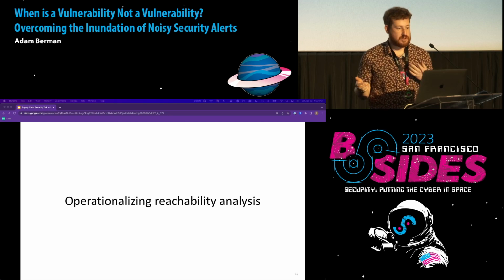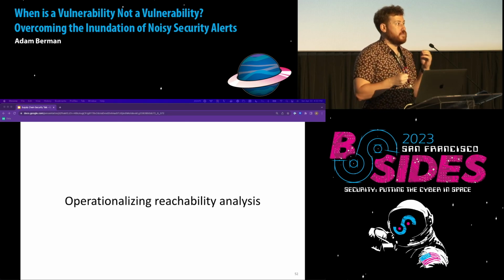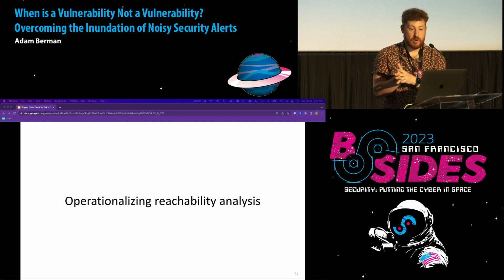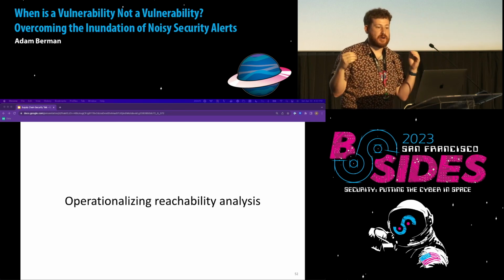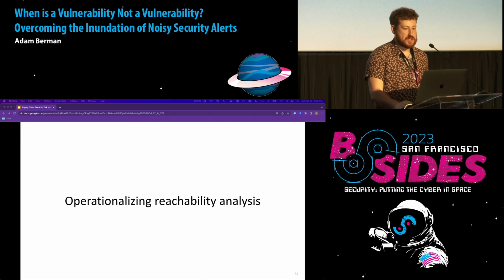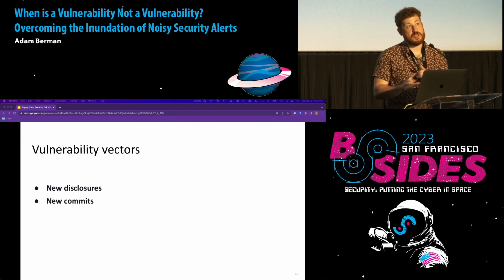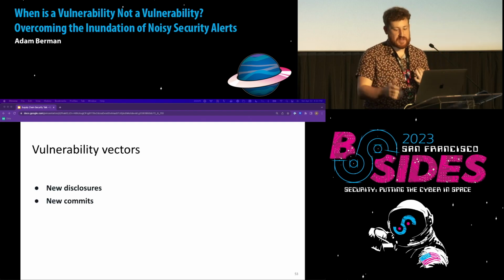Now that we have some rules, we can talk about how we build reachability into our SCA program at all. So let's zoom out for a second. Think about how vulnerabilities might show up in our systems. There are two main vectors of vulnerability risk. One is new disclosures, and the other is new commits.